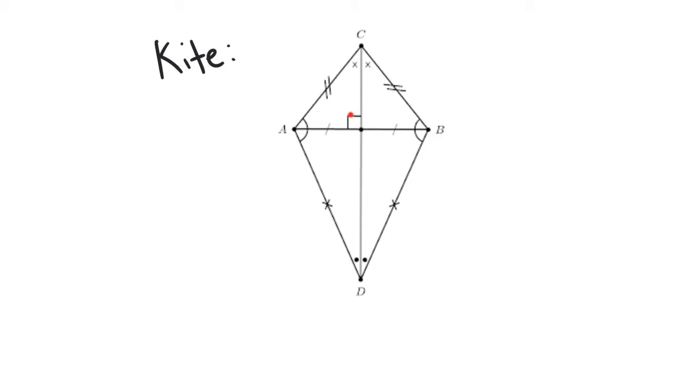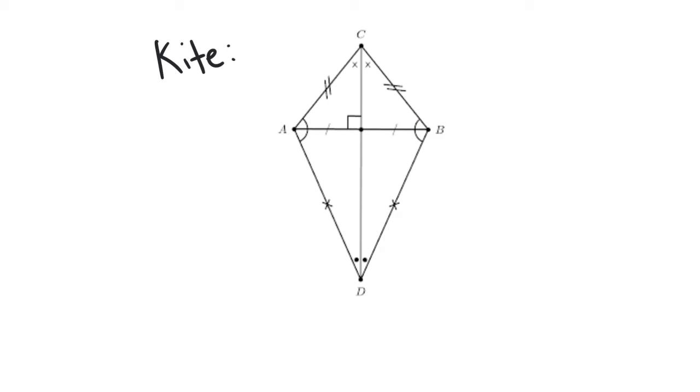Also, the diagonals are perpendicular to each other. They cross at a 90-degree angle. So what this is going to allow you to do is, you'll know that all four of these angles are always 90 degrees. If I'm given this angle, then it's easy to figure out what this angle here is.